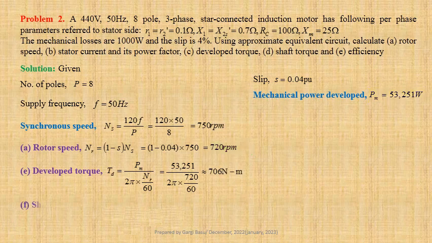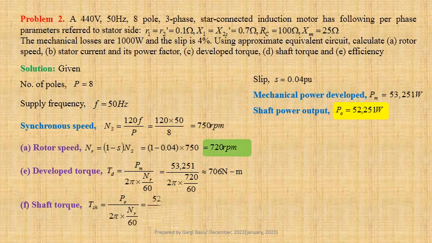Expression for shaft torque TSH equals PO divided by 2 pi into Nr by 60. We have obtained shaft power output PO equals 52,251 watts. Therefore, TSH equals 52,251 divided by 2 pi into 720 by 60, which is approximately equal to 693 Newton meters.